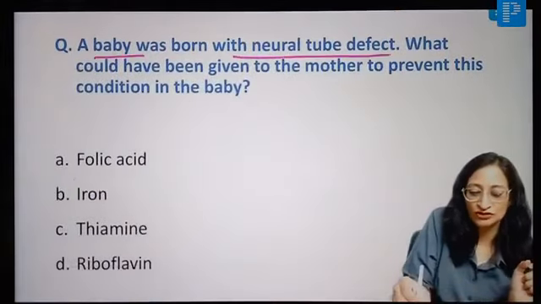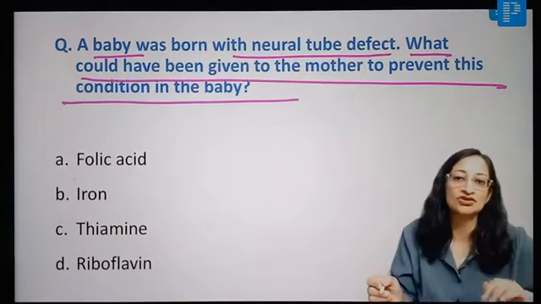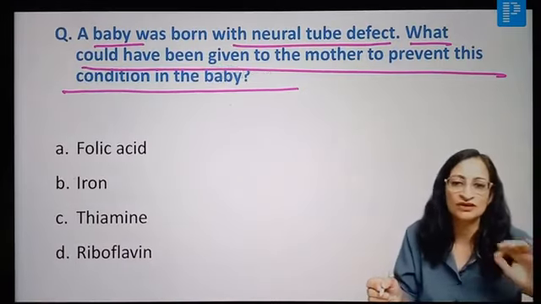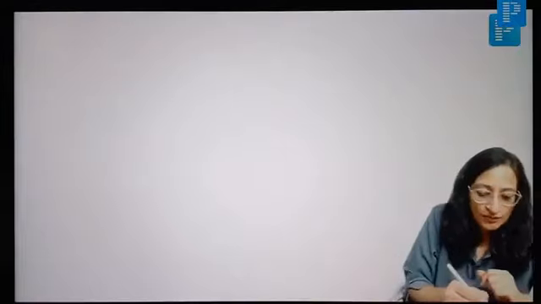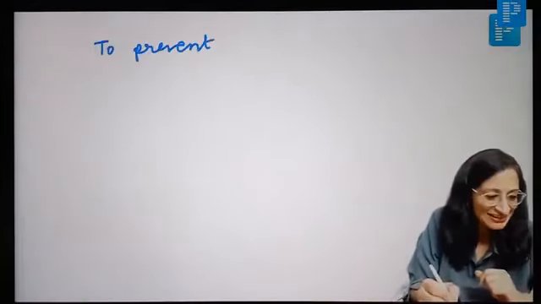A baby was born with neural tube defect. What could have been given to the mother to prevent this condition in the baby? So what can be given for prophylaxis of neural tube defects? Whether it is folic acid, iron, thiamine, riboflavin. I want an answer from each and every one of you. Come on. So now I'll meanwhile tell you that to prevent neural tube defects. Yes, I'm waiting for your answers. I'm looking at who all are answering as well.